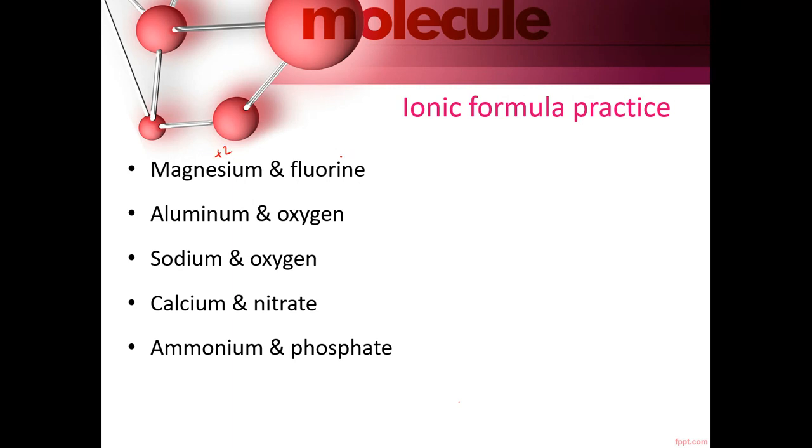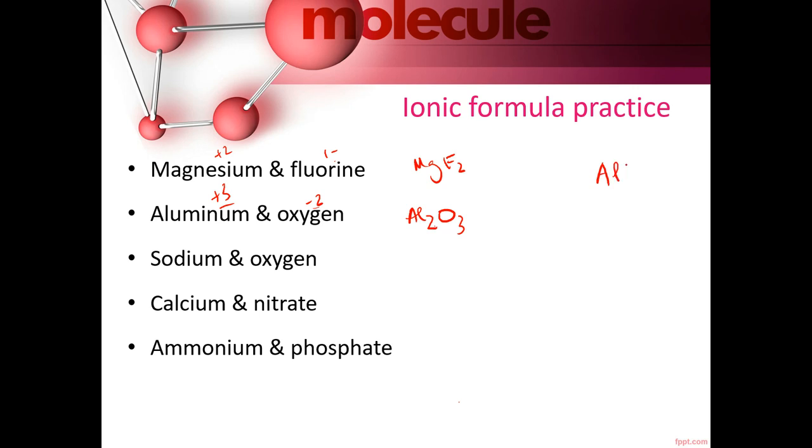Magnesium has a +2, fluorine has a -1, and so I need MgF2, two of those to balance out that +2. Aluminum and oxygen. Aluminum has a charge of +3, oxygen has a charge of -2. We have a couple options. I can think about the least common multiple of 3 and 2, which would be 6. So if I have aluminum with a charge of +3, I need 2 of them, 2 times 3 makes 6. And oxygen has a charge of -2, I need 3 of them because 3 times -2 makes -6, and -6 and +6 balance each other out.